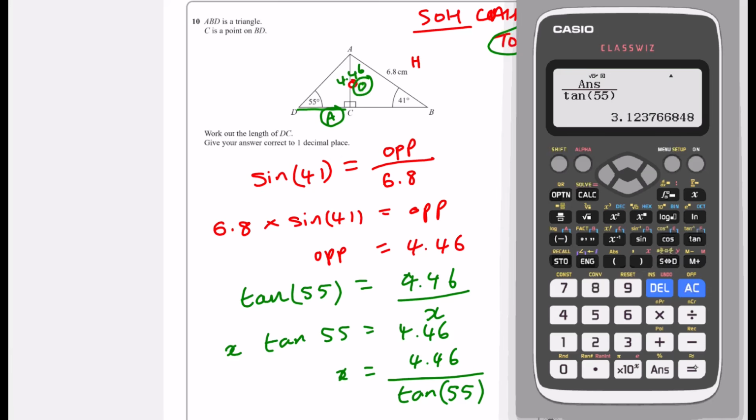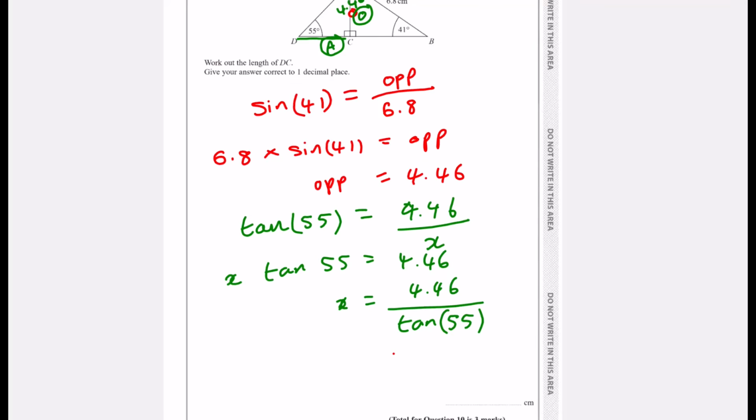So we get 3.12. To one decimal place, say 3.1.